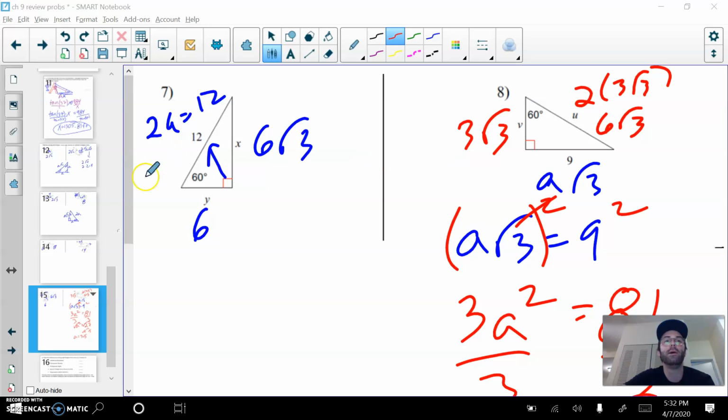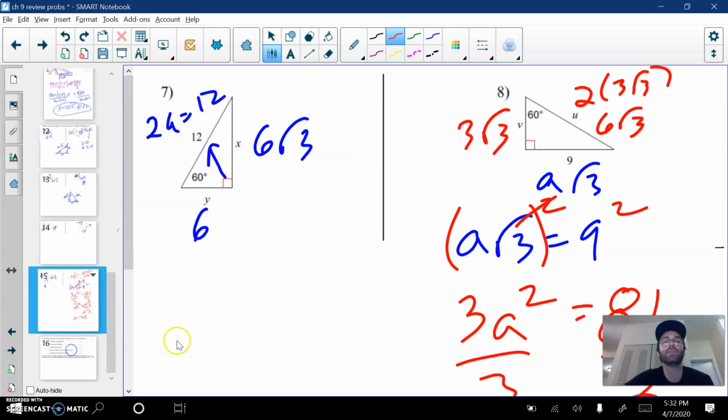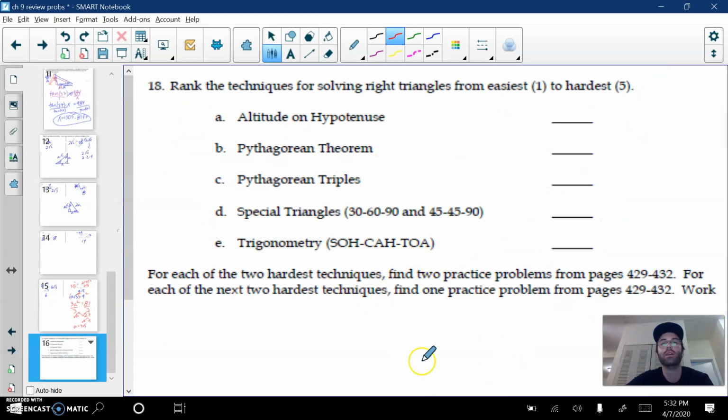Okay, those are the last problems. For this last one down here, I'm just going to go ahead and talk about it for a second. This is just you. This is a self-assessment for you. Rank the following techniques to solve right triangles. Okay, from easiest to hardest. All right, for your hardest two, obviously we don't have a book, so this doesn't apply. Or we do have a book, but that doesn't apply.